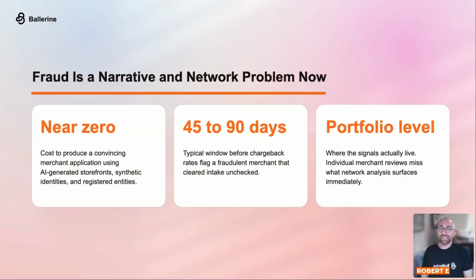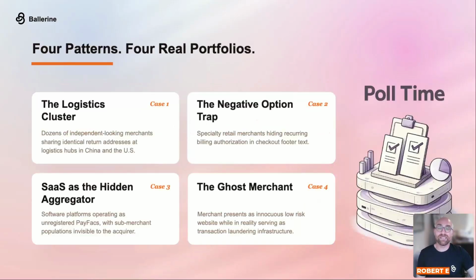So we're going to touch on various different aspects, but first we'll take a look at the different typologies of merchants we're going to cover today. One is called the logistics cluster. This has to do with third-party logistics providers, and the subtle signals you can pick up that you're actually dealing with a large network of malicious merchants rather than any kind of individual pinpointed problem.